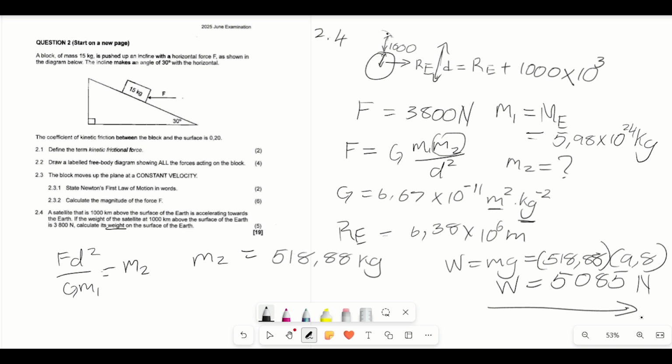All right. So that ends our attempt at the KZN paper for application of Newton's laws.